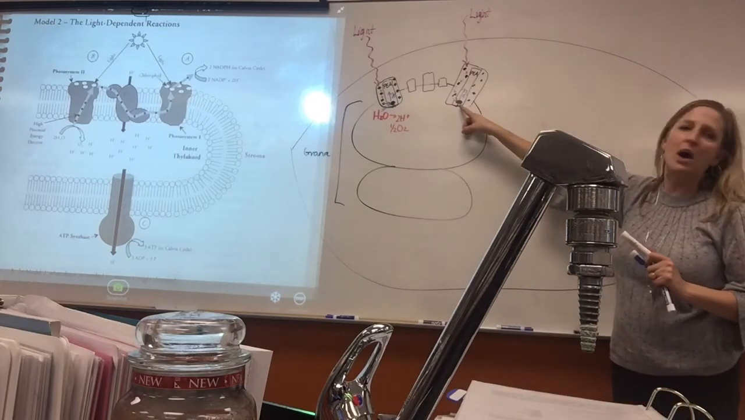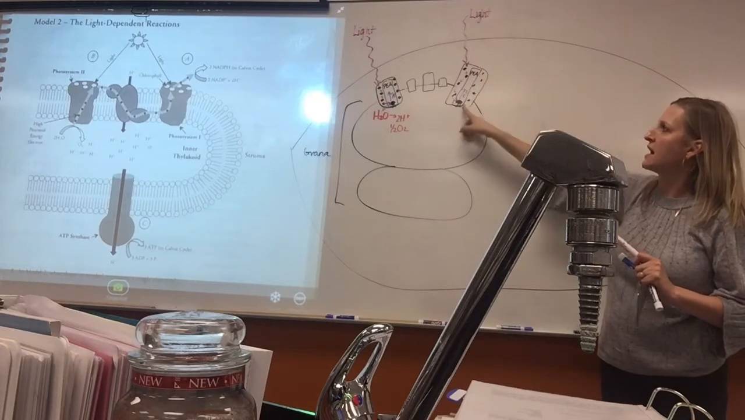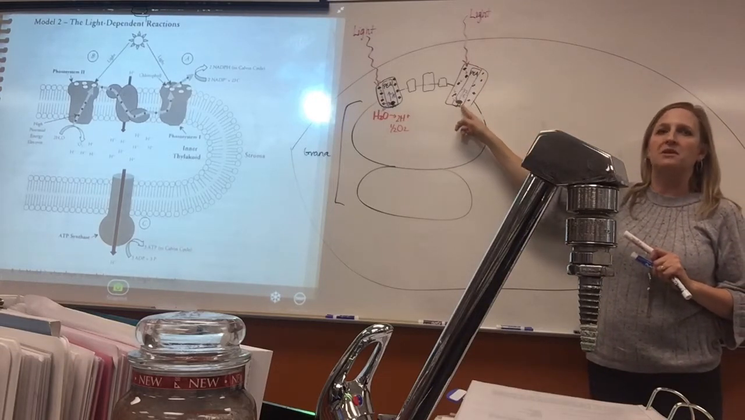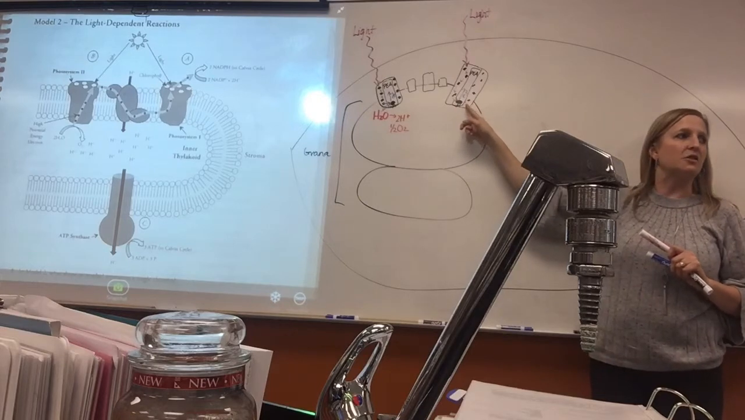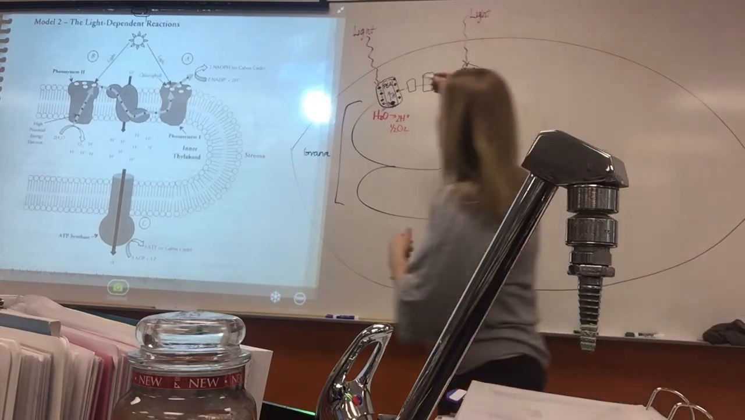Let me ask you this, what replaces the electrons in this chlorophyll molecule? When these electrons get excited, this is missing electrons. Where do the electrons that replace the missing 2 electrons come from? Maddie? The ones from photosystem 2 travel through the electron transport chain.